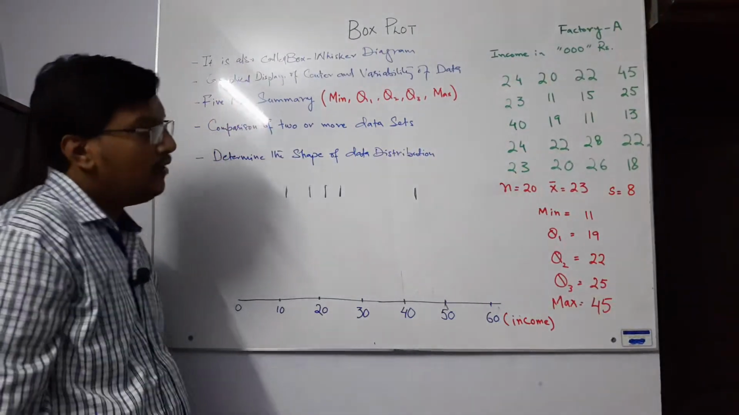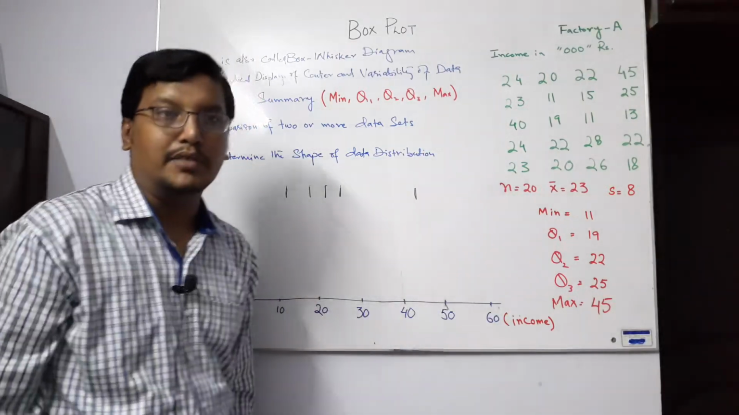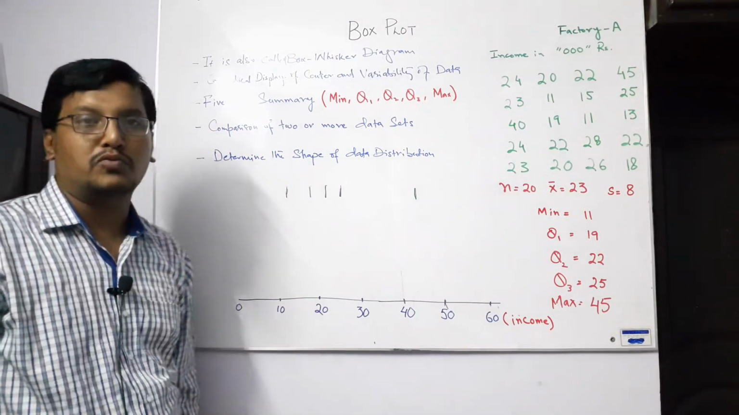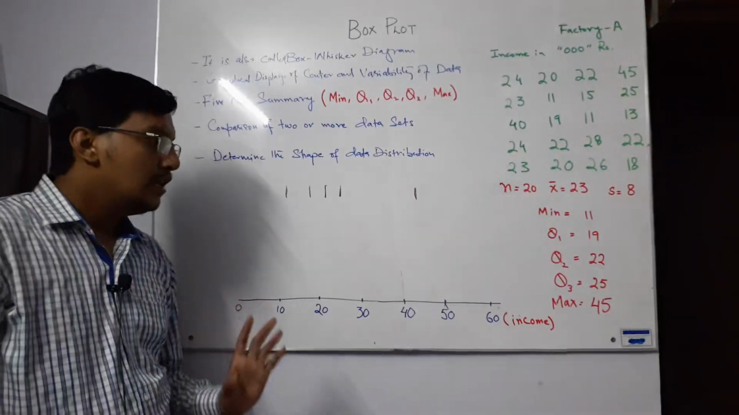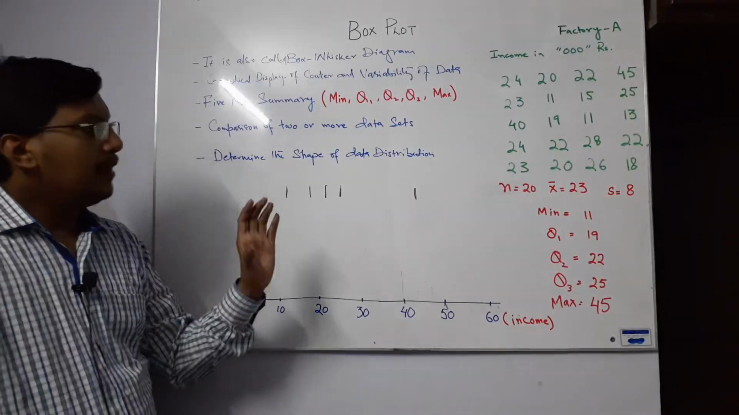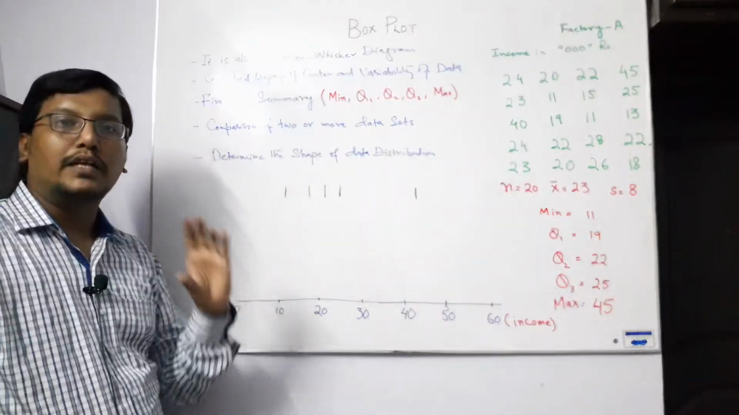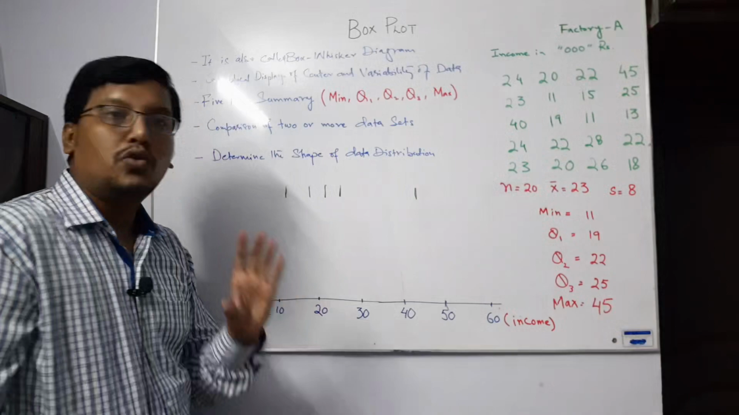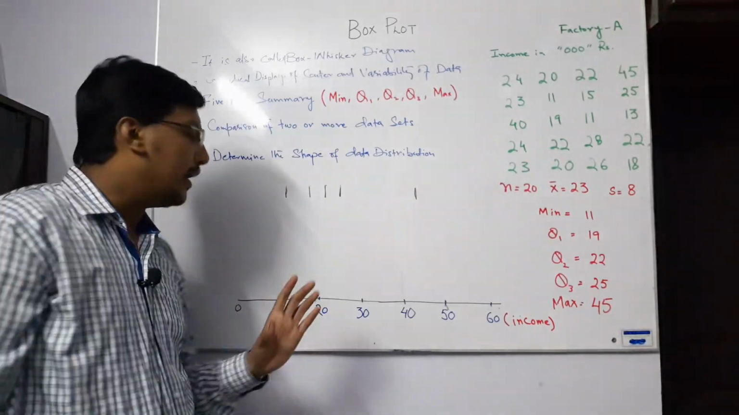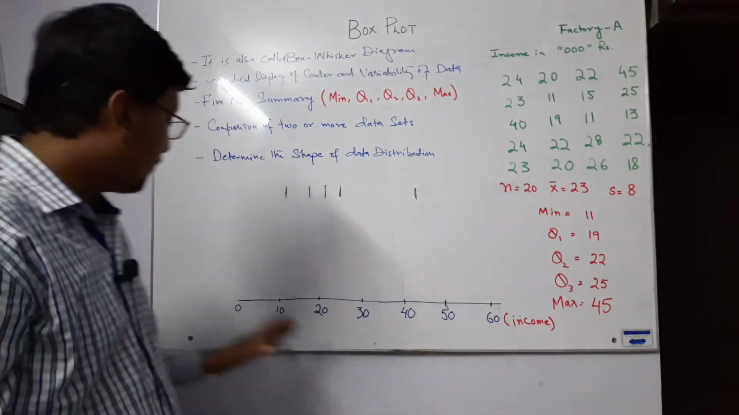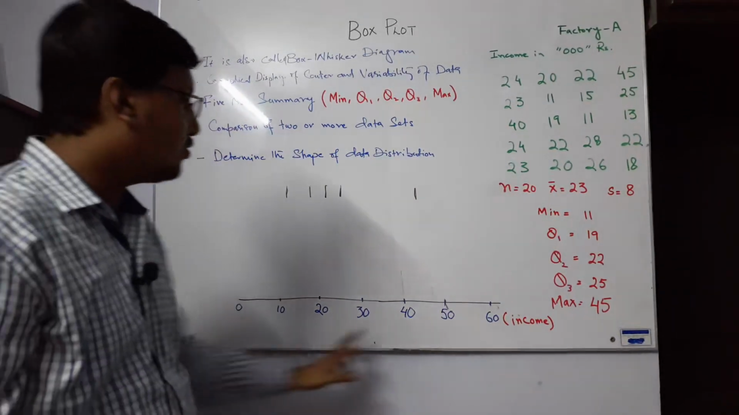If you have these 5 numbers and you want to draw the box plot, how can you plot it? Very simple. You have a minimum value of 11,000 and a maximum value of 45,000, so you have to draw a scale. Basically it is income data, so we draw a scale from 0 to 60.